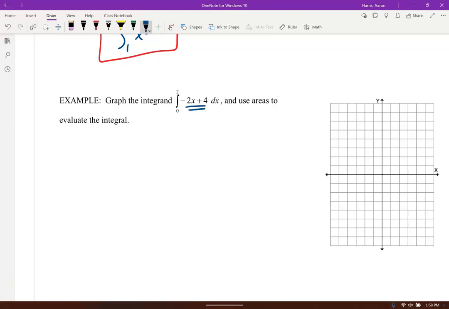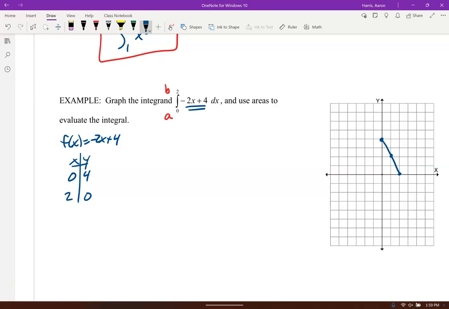So if you notice, our function here is f of x equals negative 2x plus 4. If I was graphing that, at 0, I'd have 4, at 2, I'd have 0, and so on, right? This is y equals mx plus b. I got a y-intercept of 4, and I'm down 2, right 1, and so on. And I'm only looking at that from 0 to 2, right? That's our a to b.